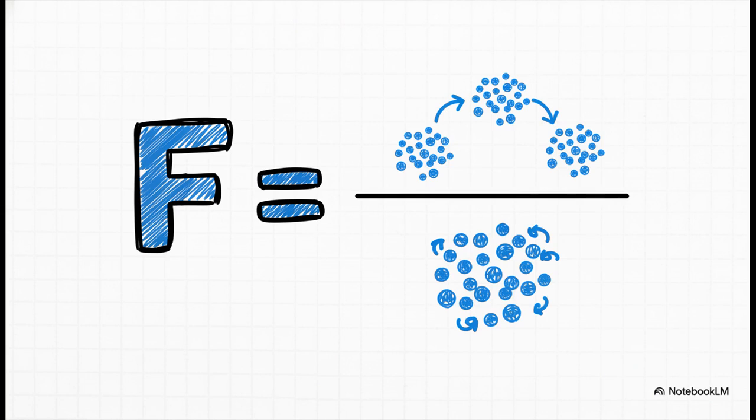And really, this is all it is. The result of an ANOVA is called an F statistic, and it's just a simple fraction. On top, you have the variation between the groups. On the bottom, you have the variation within the groups. So if the groups are really, really different from each other, that top number is going to be big, our F statistic is going to be big, and that's when we start thinking, something interesting is definitely going on here.